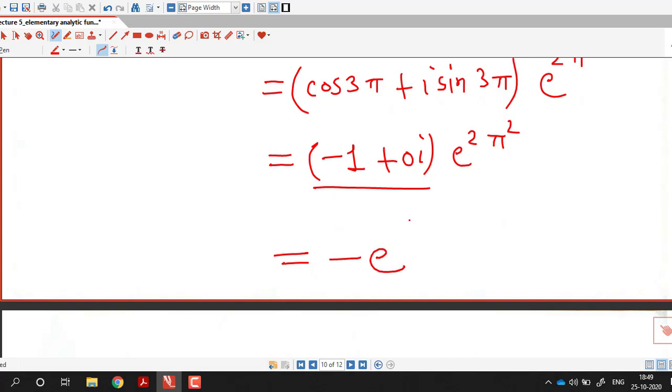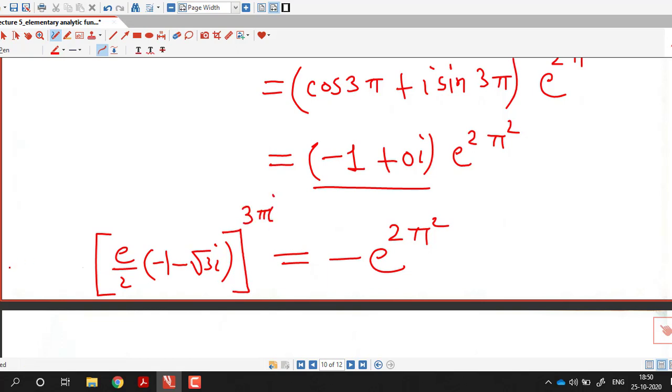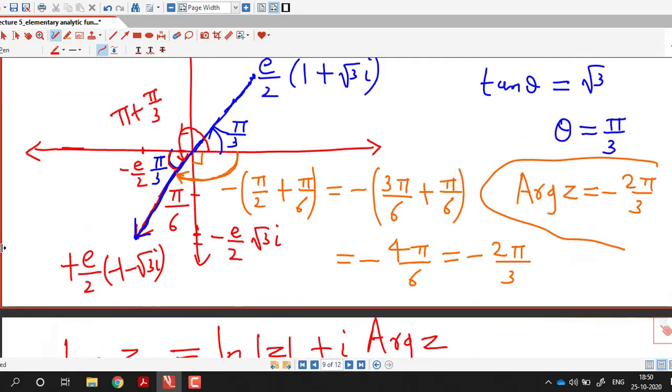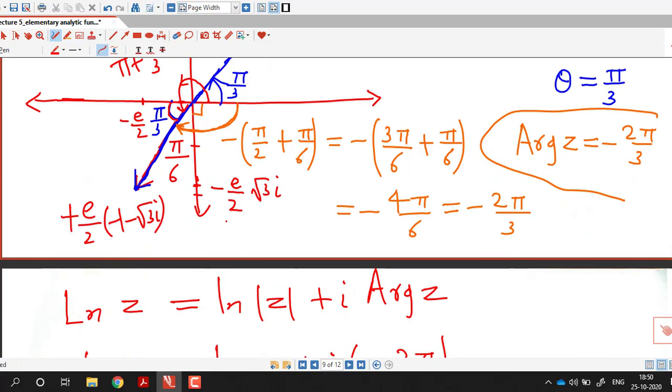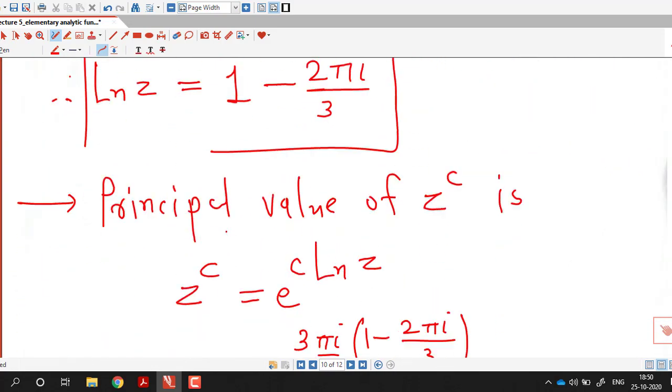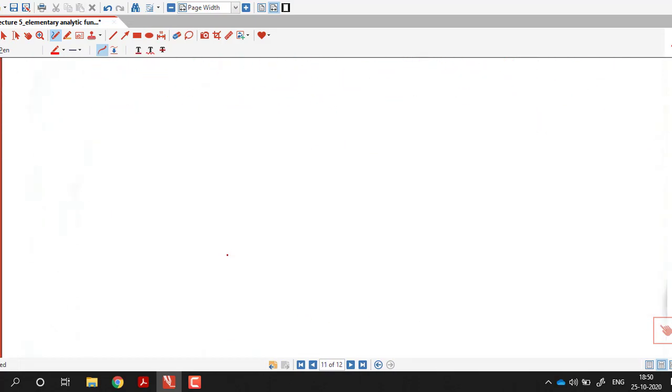So finally we have minus e to the power 2 pi square, which is nothing but the principal value of z raised to 3 pi i, where z is e by 2 times 1 minus root 3 i. So you can see here we must have knowledge of argument and logarithm of a complex number if we want to evaluate complex exponents. So this is for today's session. I hope you like this lecture. Thank you very much.